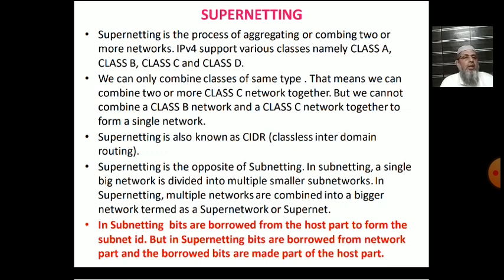And how can that be done? In the case of subnetting, we borrow the bits from the host. But in supernetting, the bits are borrowed from the network and given to the host. So we are increasing the number of hosts in one particular network. In subnetting, we are increasing the subnets: more networks with fewer hosts. Here, fewer networks with more hosts.